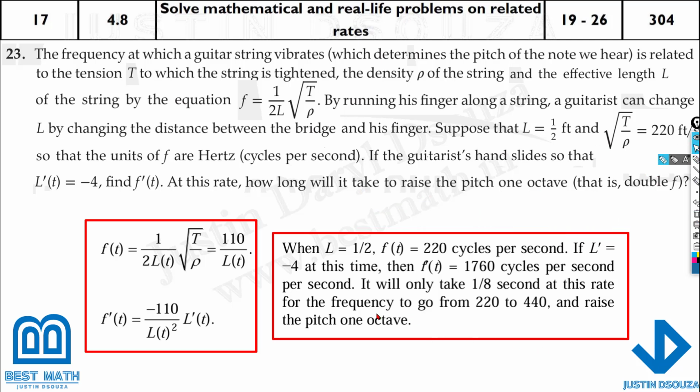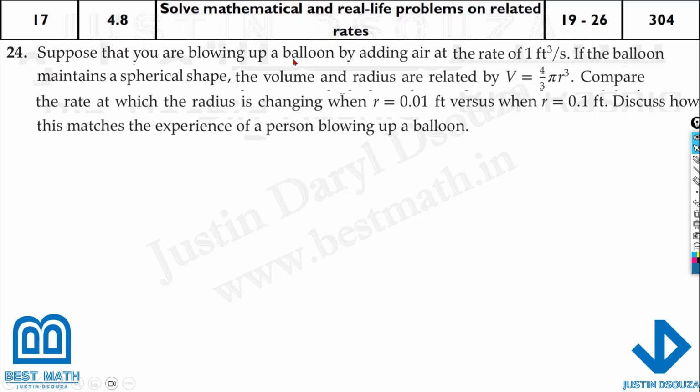We'll move on to the next problem. Suppose that you're blowing up a balloon by adding air at the rate of 1 feet cube per second. If the balloon maintains a spherical shape, the volume and the radius are related by, volume is equal to 4 by 3 pi r cube. This is the sphere formula. Compare the rate at which the radius is changing at these two radiuses, 0.01 and 0.1 feet. Discuss how this matches the experience of a person blowing up a balloon.